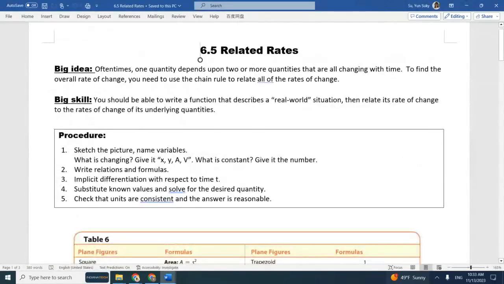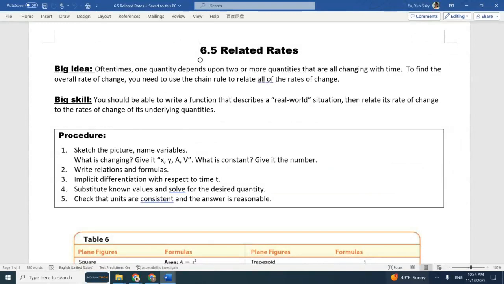Okay, related rates. So we talked about optimization problems, which is when you want to find the maximum or minimum. Okay, related rates is when one quantity depends upon two or more quantities that are changing with time. You're talking about the rate of change, which is the d of that quantity dt. Okay, everybody? So to find the overall rate of change, you need to do the chain rule to relate all the rates of change. Okay?